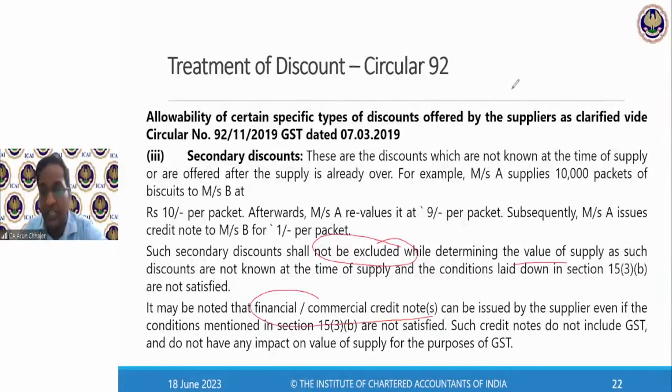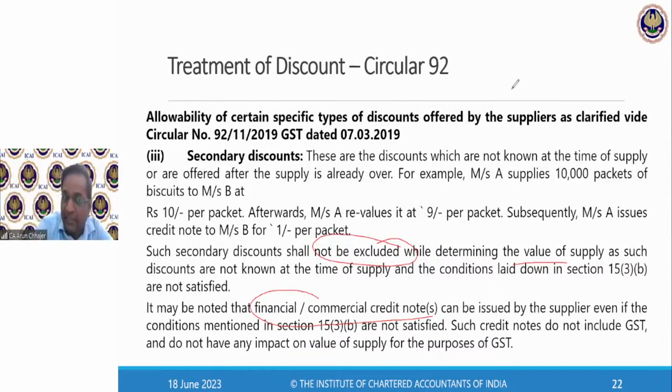Even if the conditions are not satisfied, obviously, see, for our accounting purpose, we can issue the credit note. See, the GST cannot control our accounting procedure. Suppose I have not satisfied the condition of 15(3)(b), then I would be allowed to issue the financial credit note, correct? Because it is not related to GST. मैं books of accounts में तो कुछ भी कर सकता हूँ ना.